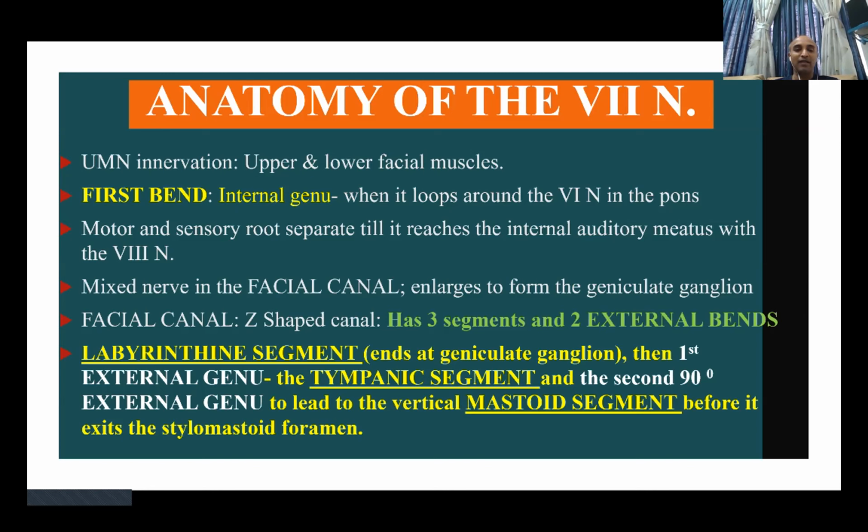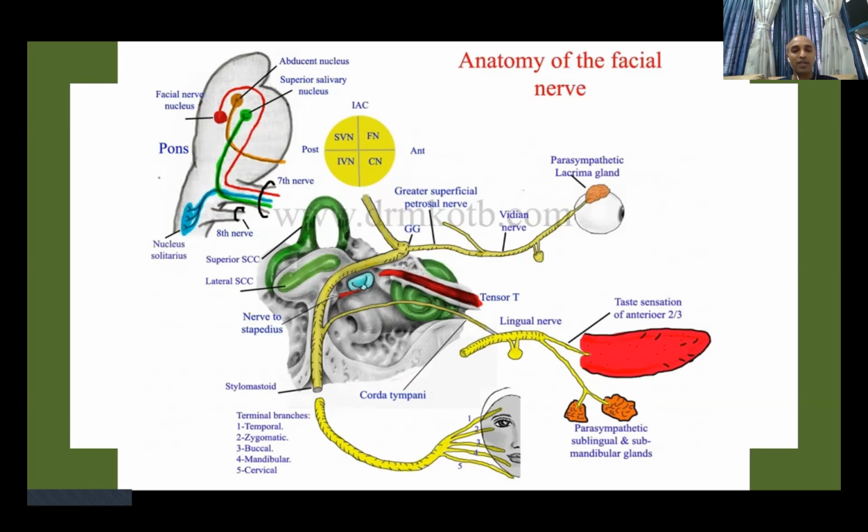The first segment is the labyrinthine segment. This is the segment from where the facial nerve enters the internal auditory meatus till the geniculate ganglion. Then it takes the first gentle turn, that is the tympanic segment. And the second turn, which it takes inside the facial canal, is a sharp 90-degree turn, which leads to the vertical or third segment, which is the mastoid segment. And then it exits the stylomastoid foramen.